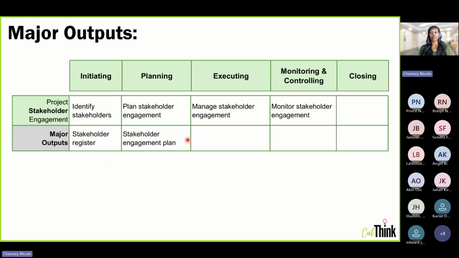And then your stakeholder engagement plan. Not much else comes out of stakeholder engagement, so don't overwhelm yourself in this area. And again, the key to memorizing these outputs is to create flashcards. It's the easiest way to connect the dots.